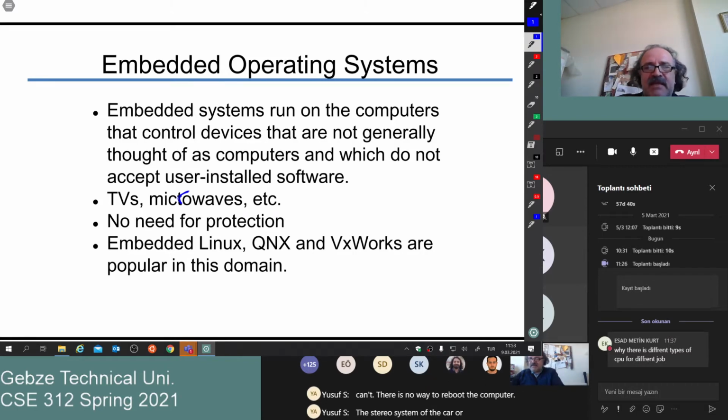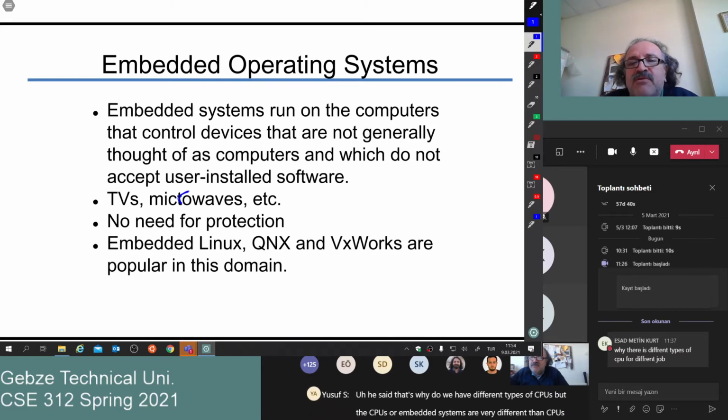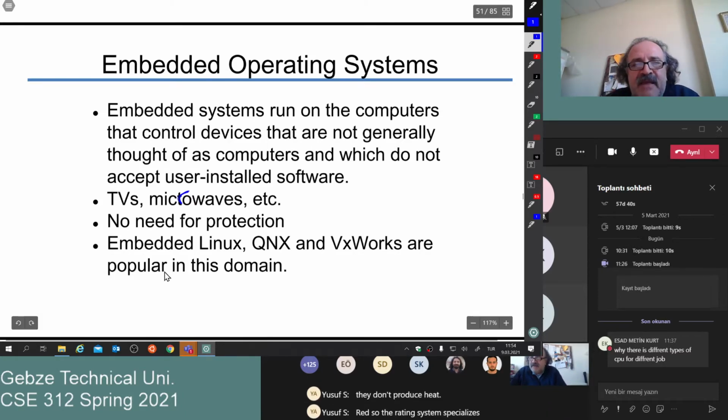Some examples of embedded operating systems are embedded Linux, Unix, and VxWorks. Esad asked why we have different types of CPUs. Well, the CPUs on embedded systems are very different from CPUs on personal computers. These are less powerful, cheap, and most importantly, they don't draw too much power. They don't produce heat. So the operating system specializes for the task.